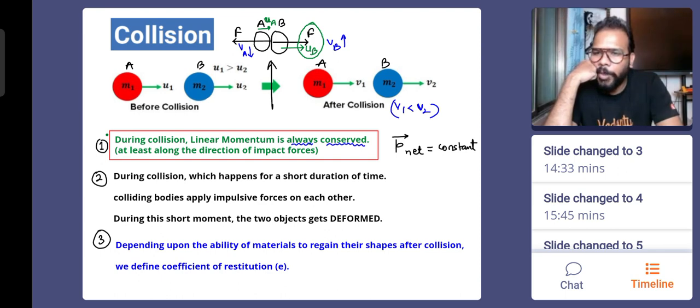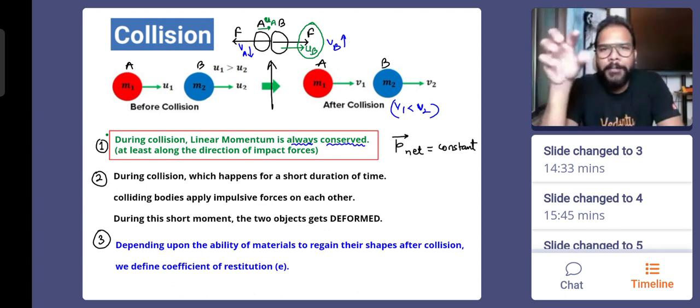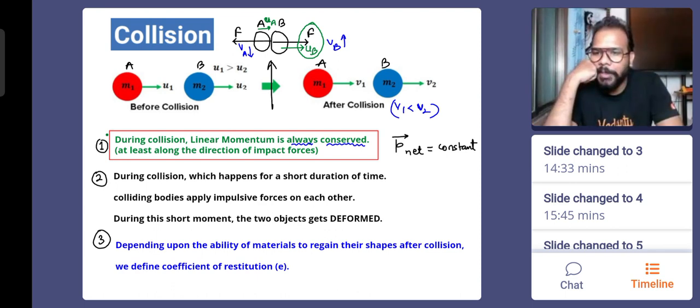Sir, we throw ball A to ball B. Am I right in this theory? We are not throwing ball A towards ball B. Ball A is also moving, ball B is also moving, but for them to collide, ball A has to move faster. That's it. No problem, Chiranjeevi.